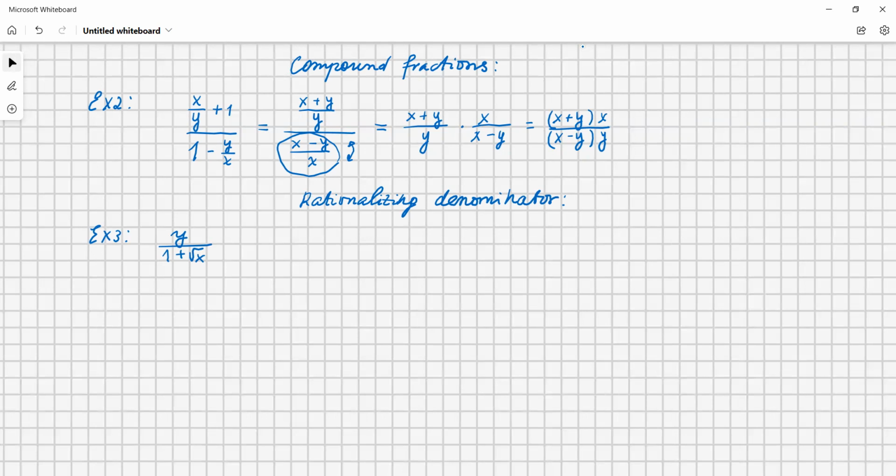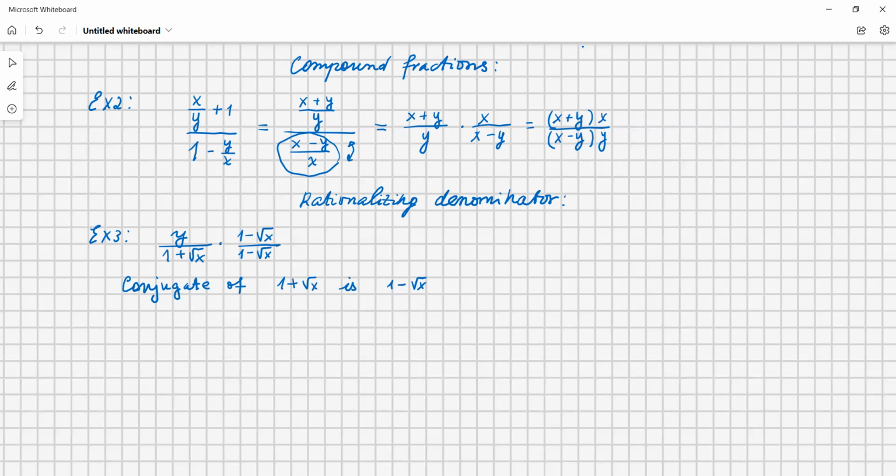What we are going to do, remember what we were doing with numbers. We were multiplying by a conjugate. With numbers, everything was kind of simple. It was a missing power of the root. Here, conjugate of 1 plus square root of x is 1 minus square root of x. Why? We're going to see. Let's multiply by 1 minus square root of x, both numerator and denominator.